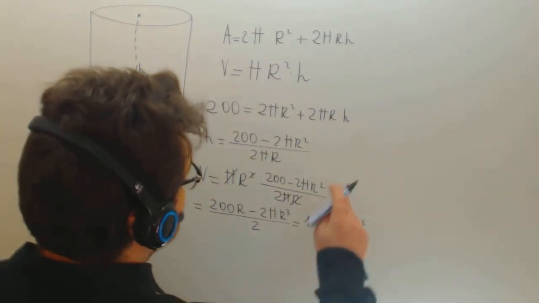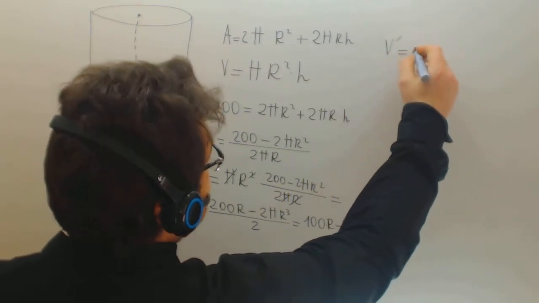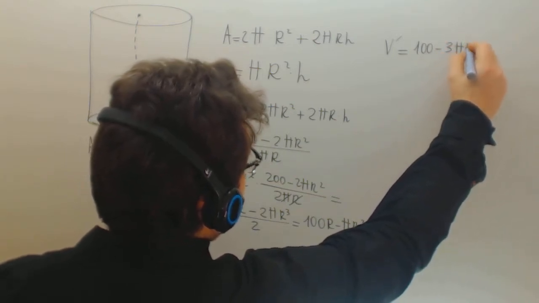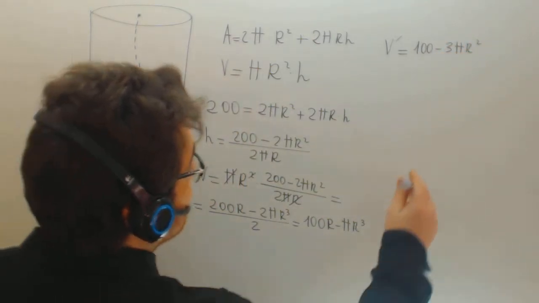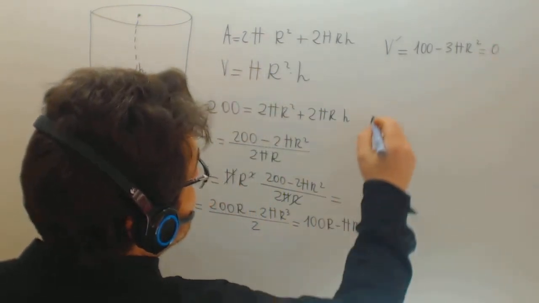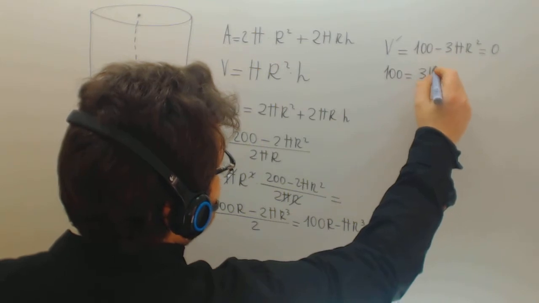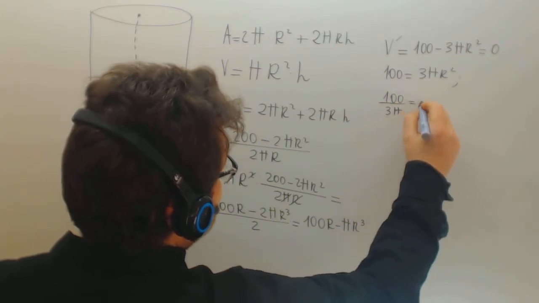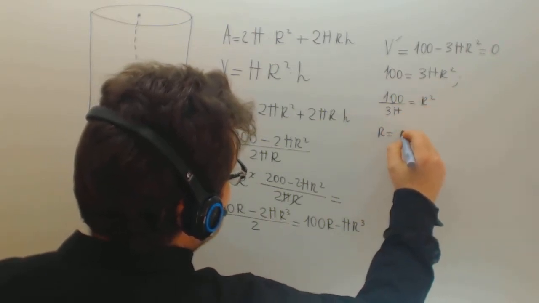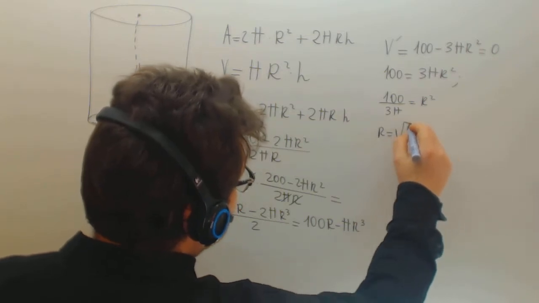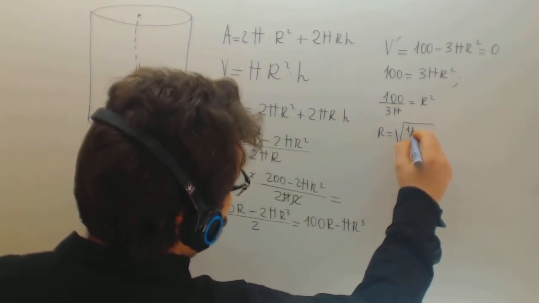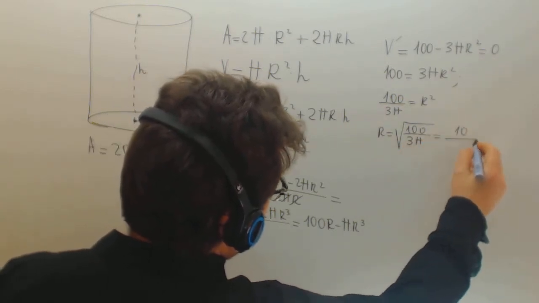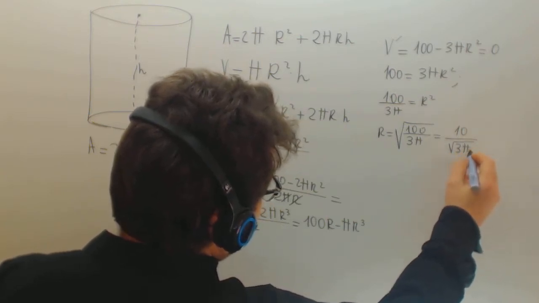Now, I take this, I derive, and I get 100 minus 3πr squared. And I equal this to 0, and I get 100 equal to 3πr squared. 100 divided by 3π, and r equals the square root of 100 divided by 3π, or 10 by the square root of 3π.